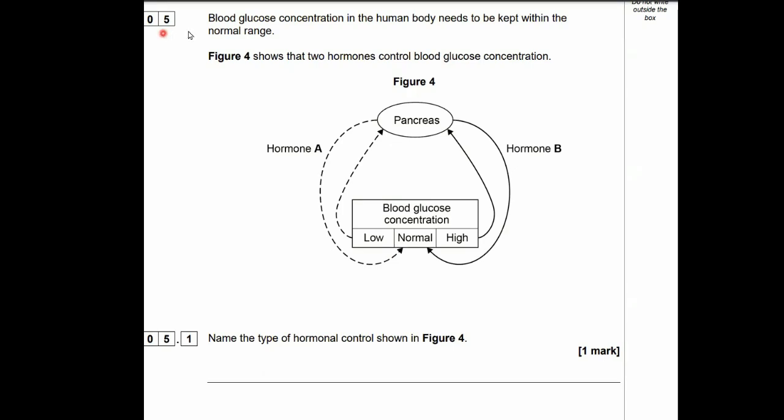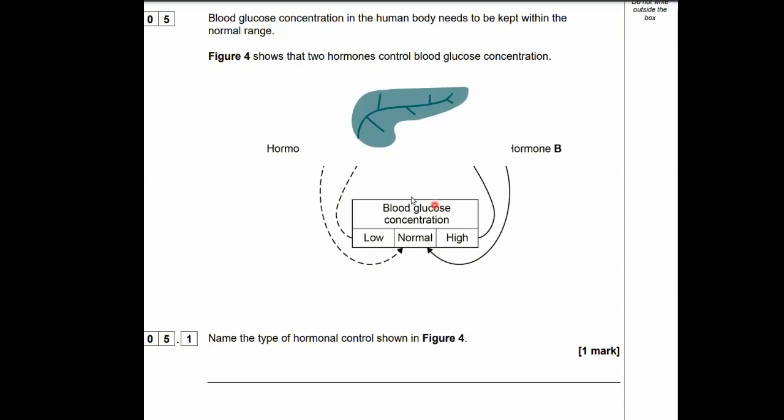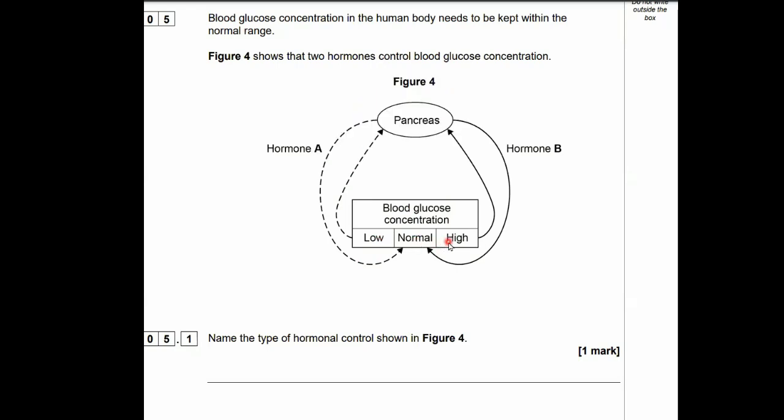Okay, moving on, we've got question 5 here. Blood glucose concentration in the human body needs to be kept within the normal range. Figure 4 shows that two hormones control blood glucose concentration. So we have a diagram here with the pancreas, which is an organ in our body, and then we have blood glucose concentration here and three options: low, normal, and high. So when blood glucose concentration is low, let's follow the arrow up. Something happens in the pancreas, which causes hormone A to be released, and our blood glucose concentration returns to normal.